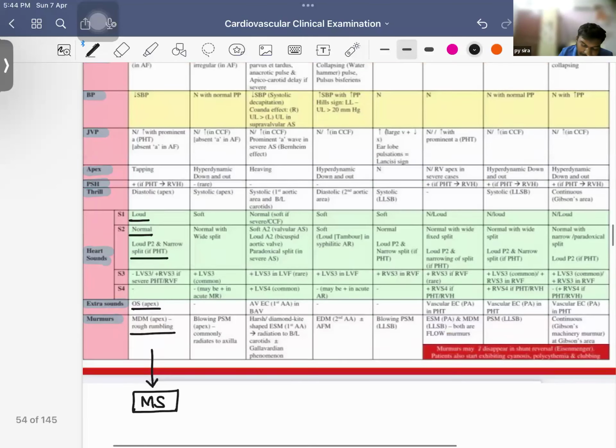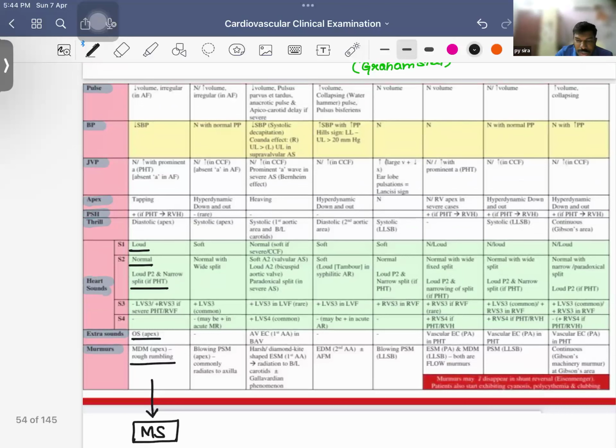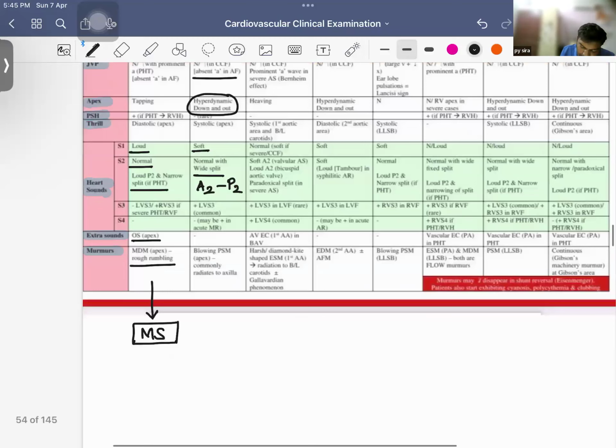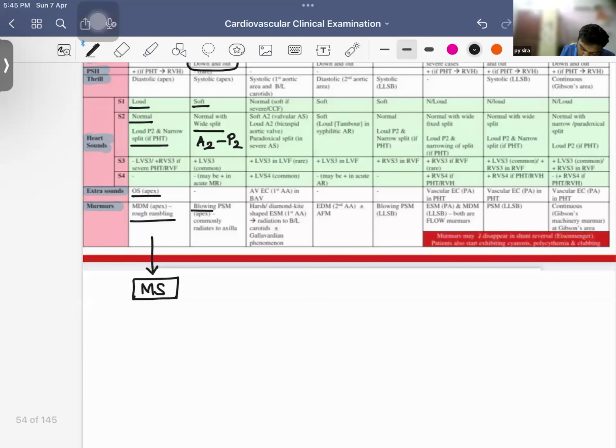Okay. Then the second case where the patient is going to have normal pulse or increased volume of the pulse. BP is normal, JVP is normal. There is a hyperdynamic apical impulse with a shift down and out. Okay, S1 is soft with wide split. Okay, A2 to P2 distance increases. Okay, and the patient is having a blowing PSM radiating to the axilla.